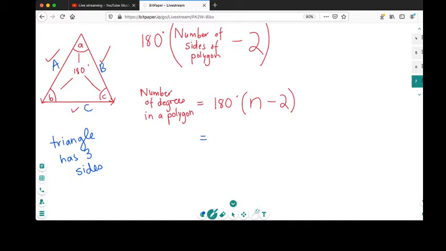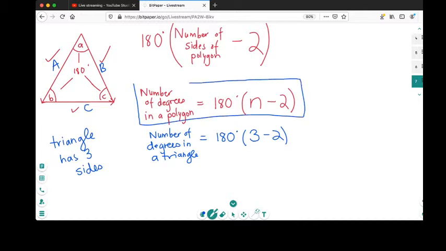Which means that for a triangle, so number of degrees in a triangle, it would be 180 degrees times 3 sides minus 2. And this minus 2 always stays the same. This base formula right here, it doesn't change. All that changes is the n, because that represents number of sides.